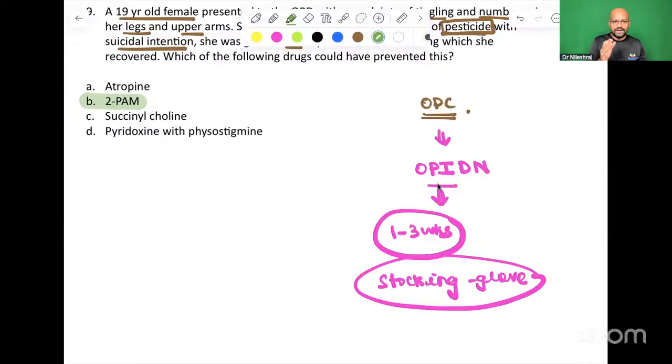Good, majority of you have guessed it right, because atropine is not the answer. Atropine will be the answer for acute OPC poisoning. This is not an acute OPC poisoning. Succinylcholine cannot be used. It has got no role with delayed neuropathy.